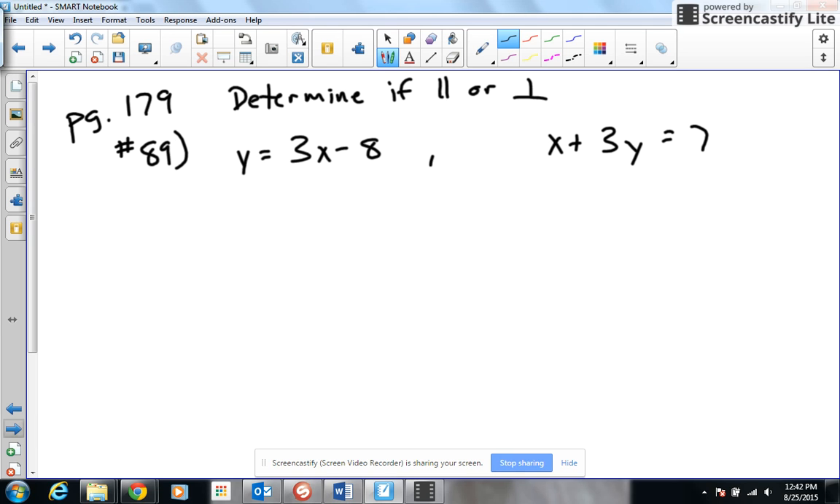Okay, and then on the next page, number 89, this will be the last one we look at in this assignment, is determine if they're parallel or perpendicular. So parallel lines have the same slope, perpendicular lines have opposite reciprocal slopes. So we have to identify slopes. This first line is easy because it's already in y equals mx plus b form. So we can say the slope is 3.